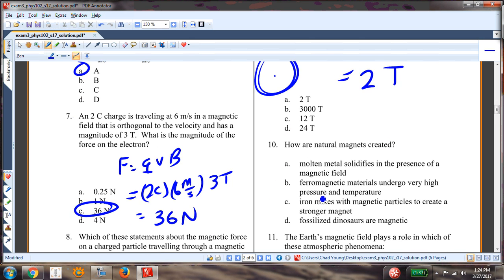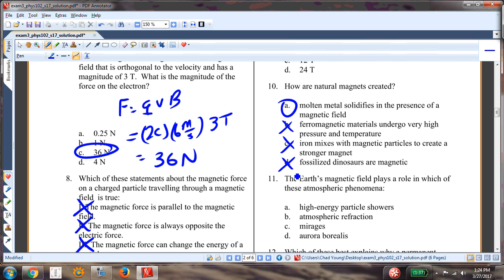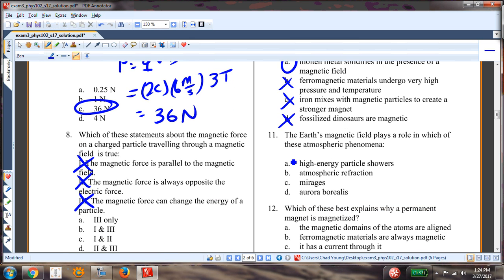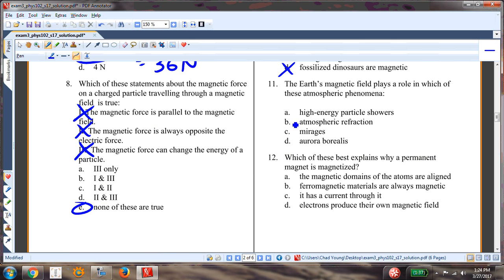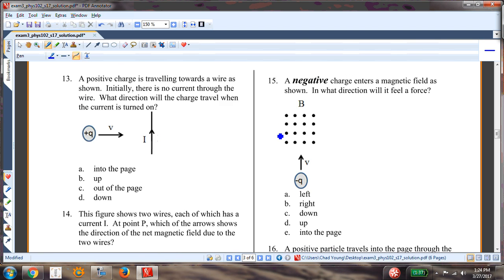How are natural magnets created? A is the right answer here. Some of these others might be true, although D isn't really true, but A is actually how those things are created. The Earth's magnetic field plays a role in the aurora. Which of these best explains why a permanent magnet is magnetized? It's because the magnetic domains are aligned.